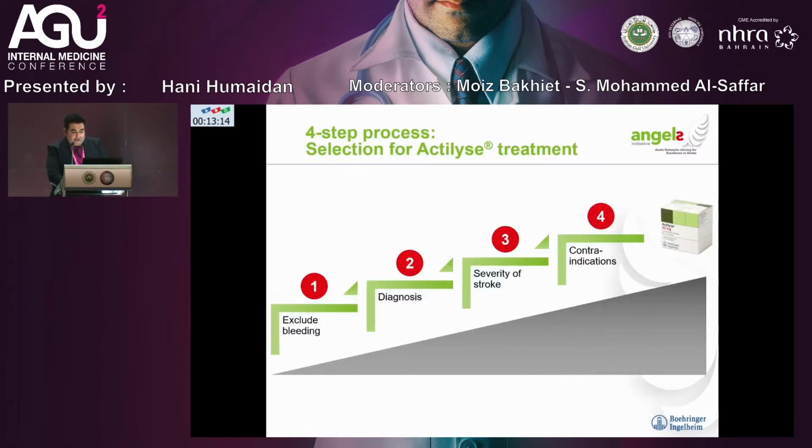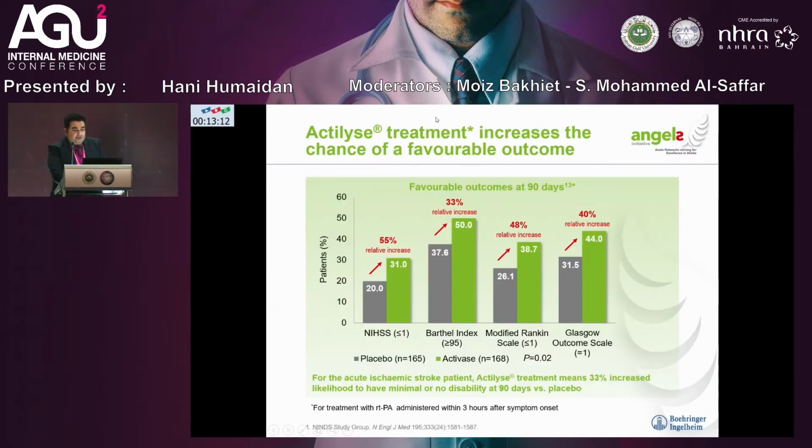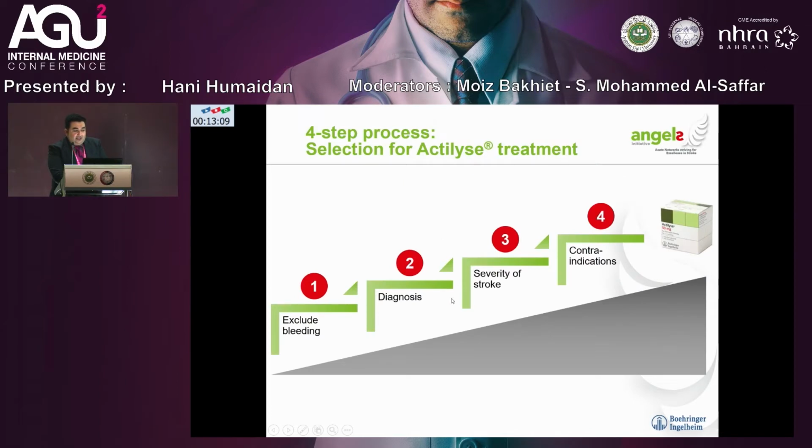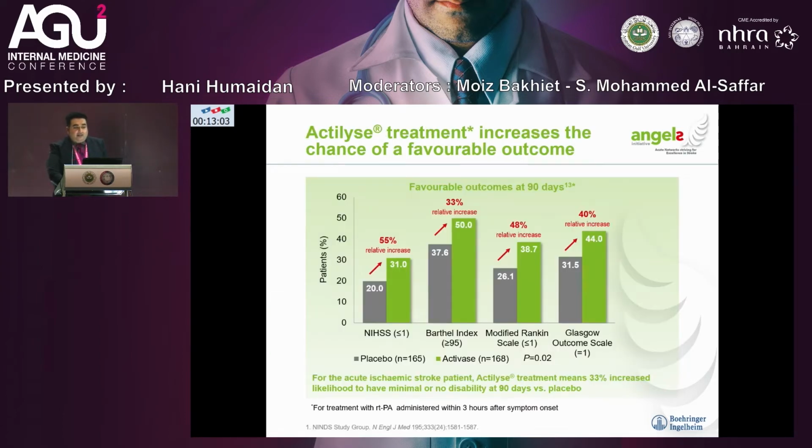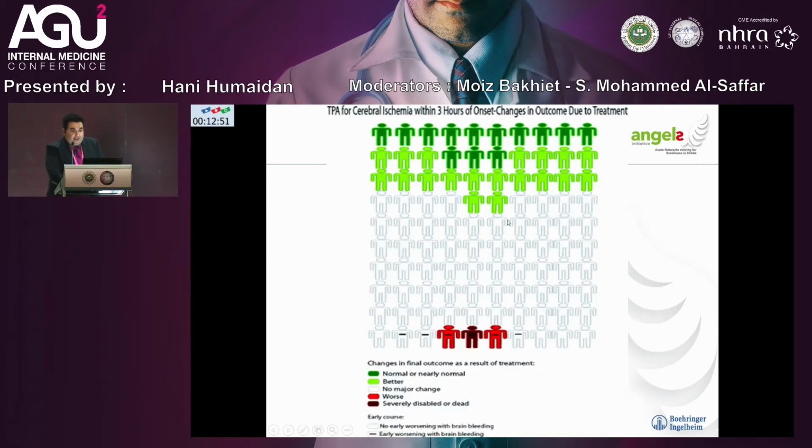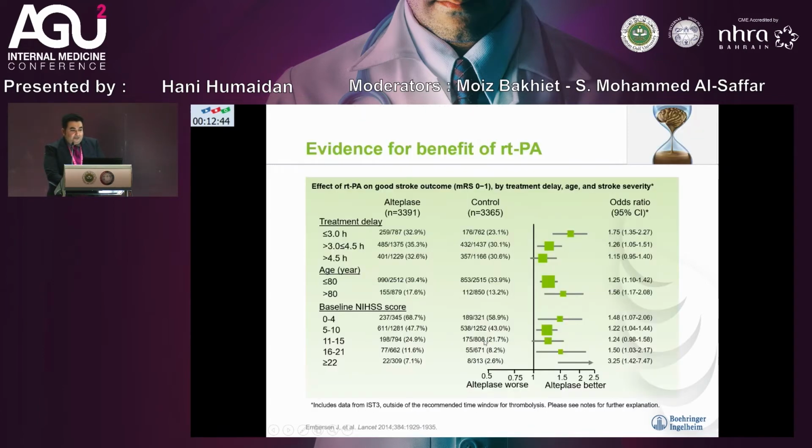We spoke about this already. So basically the 4 steps: exclude bleeding, confirm the diagnosis, assess severity of stroke, and then rule out contraindications. Then of course you give the treatment. IV TPA has shown it's very useful, with 30 to 50% improvement across all functional outcomes. So this is what we tell the patients in the ER, about 35% improvement versus 3 to 5% risk of bleeding. And you can see this is the evidence.